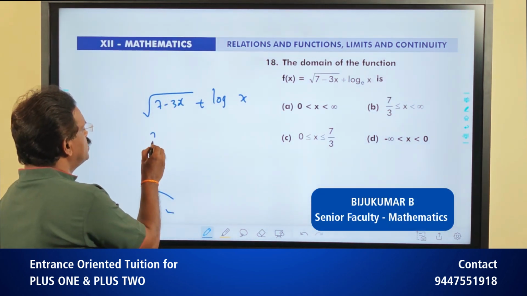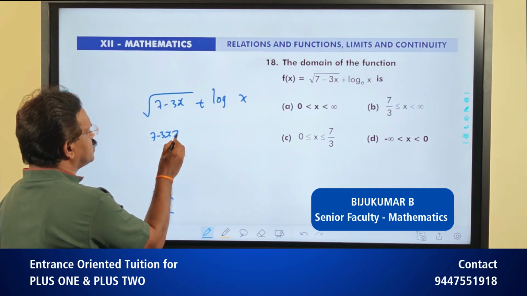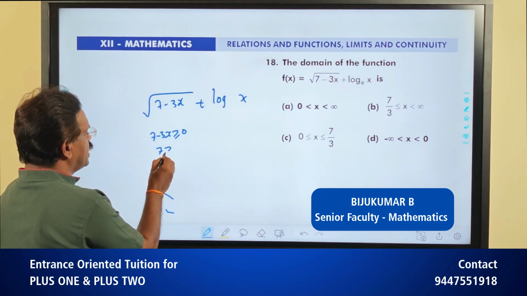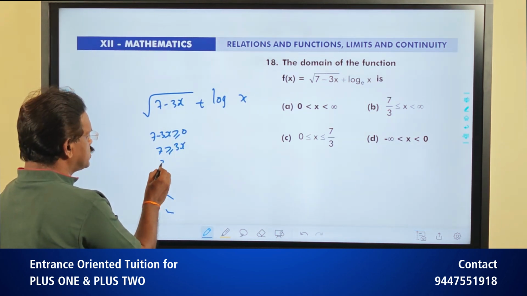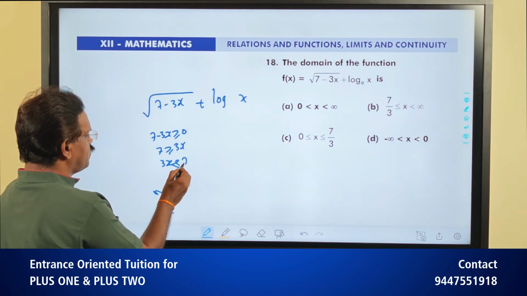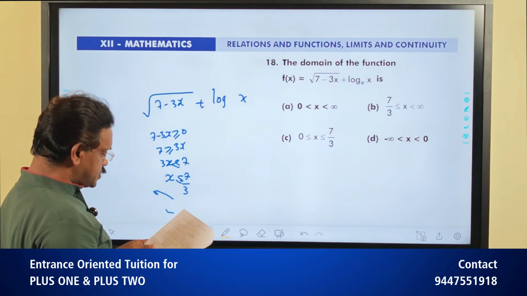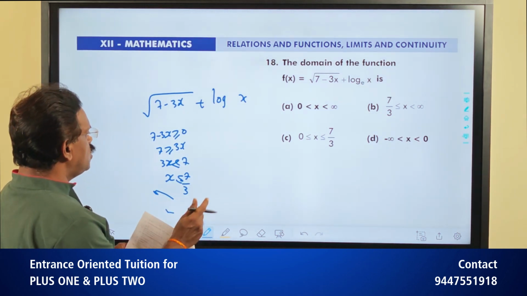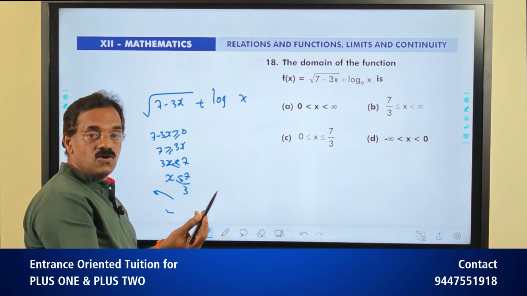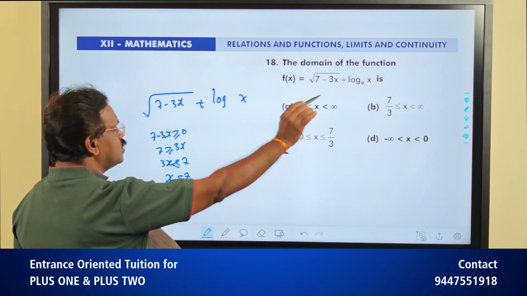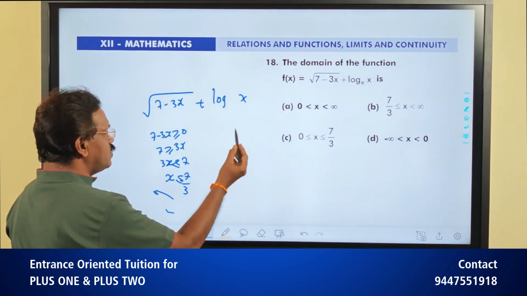For finding this one, 7 minus 3x greater than or equal to 0, 7 greater than or equal to 3x, or 3x less than or equal to 7, or x less than or equal to 7 by 3. Log x. Log is defined only for positive numbers. So here the entire positive numbers will be the domain.